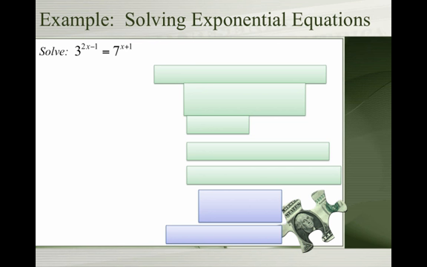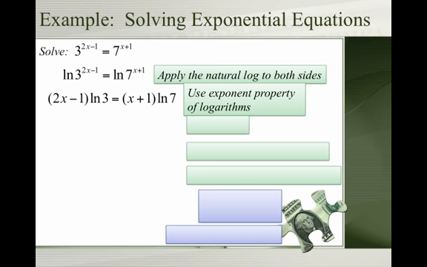Here's a new one. We have 3 raised to the 2x minus 1 equals 7 raised to the x plus 1. What do you think we're going to do? Well, let's ln both sides. Remember, our only option is to use natural log or the common log. So I'm going to use the natural log on both sides. How does this help me? It helps me because it's going to bring that exponent, what's in the power, the 2x minus 1 and the x plus 1, out in front.